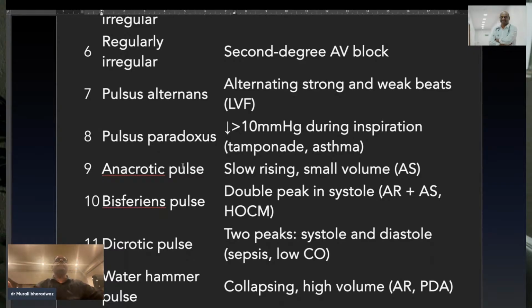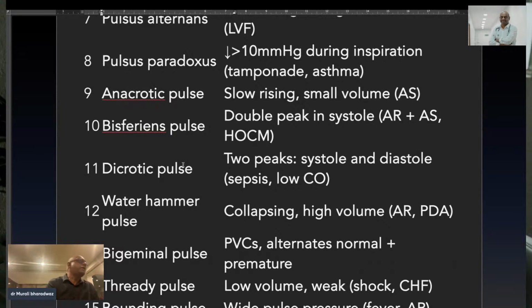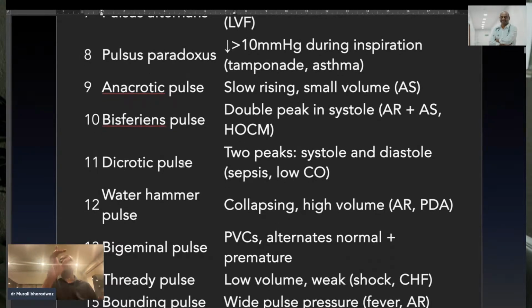Whenever LVF is there, there's an alternating strong and weak pulse called pulsus alternans. Pulsus paradoxus is more than 10 millimeters of mercury difference between inspiration and expiration. So other than tamponade, where will you find pulsus paradoxus? Severe bronchial asthma.